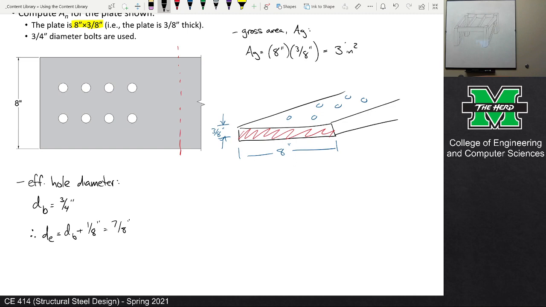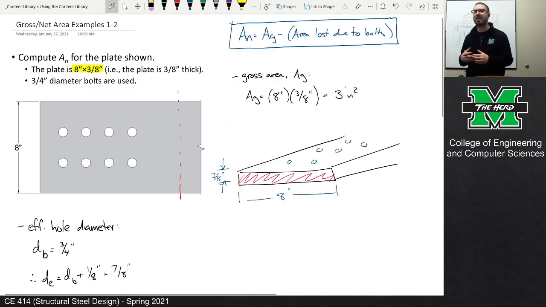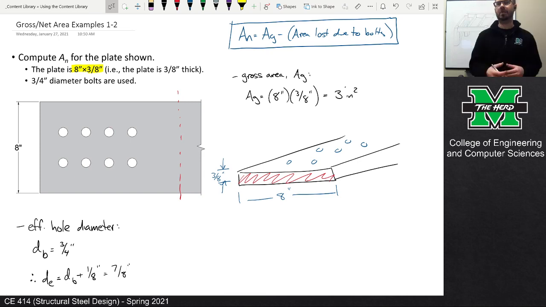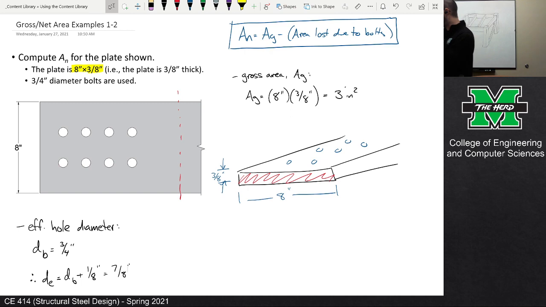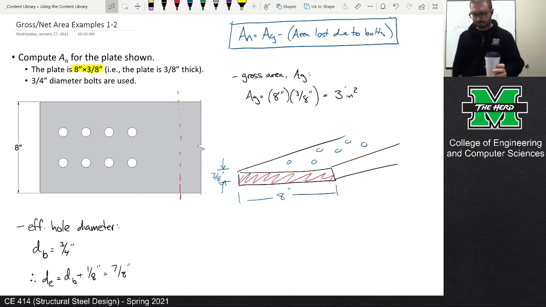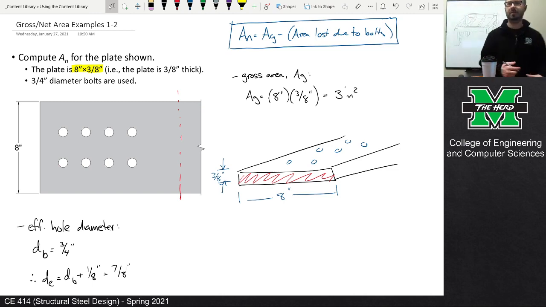All right. Now I want some interaction from the chat on this one. The formula states that the net area is the gross area minus the area lost due to the presence of bolt holes. So I want to poll the chat. How many bolt holes should we subtract? There we go. That's right. 2. Because we're talking about a cross-sectional view. Since we're doing cross-sectional. Exactly right.